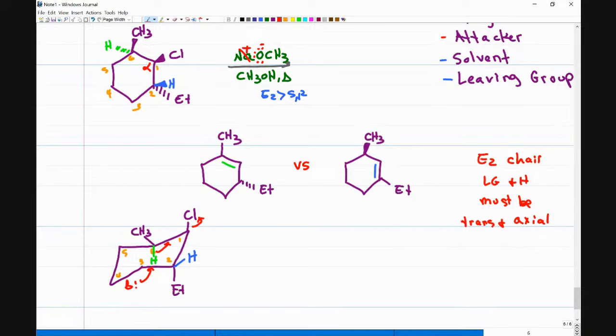Do you see that? Hydrogen and chlorine are trans. Therefore, if they're trans and they're axial, meaning not equatorial, that will give me the product. And so this right here is my product, not this one.